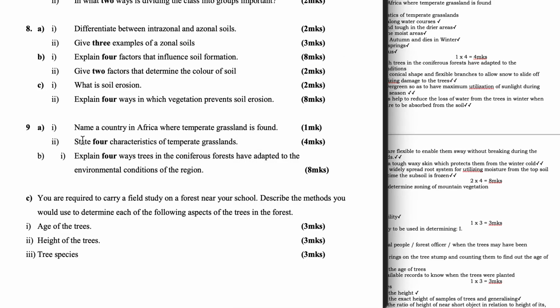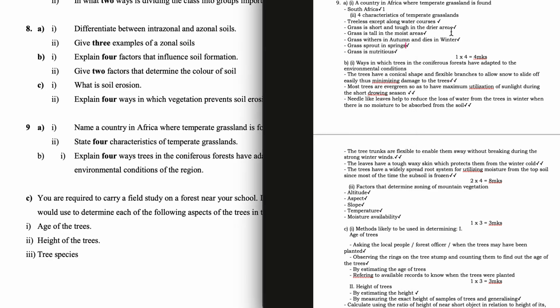Question 9. Question 9A1. Name a country in Africa where temperate grassland is found. South Africa. State 4 characteristics of temperate grasslands.